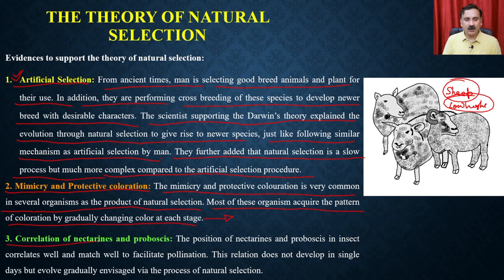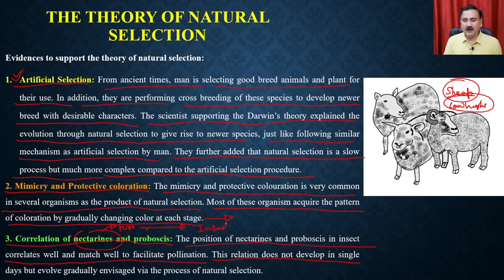Then you have the correlation of nectarines and proboscis. The position of the nectarine and proboscis in insects correlate and match well to facilitate pollination. This relation does not develop in a single day but gradually emerges through the process of natural selection. So you know that the nectarines contain the food, right? They contain food for the insects, right?